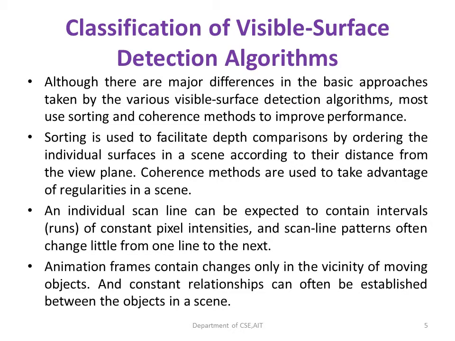Whether we are using the object space or the image space, it may be any type of visible surface detection algorithm, but along with the basic algorithm, we also need to consider many other points if we want good performance. Some of them would be sorting and coherence. Sorting means we are going to sort them according to the depth. Suppose we have a view plane. From the view plane, we measure the distance to that particular object, and according to that, we order them. That is called sorting.